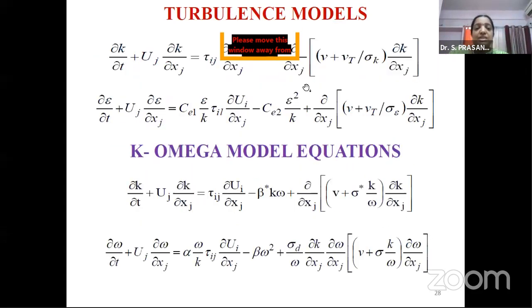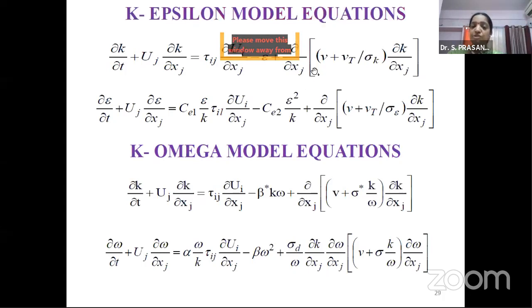Here you can see the partial differential equations for kinetic energy, and these are the partial equations for K epsilon and K omega. The first term on the left hand side gives you the rate of change of kinetic energy or dissipation rate. The second term gives you the transport of the kinetic energy or dissipation rate by means of convection.